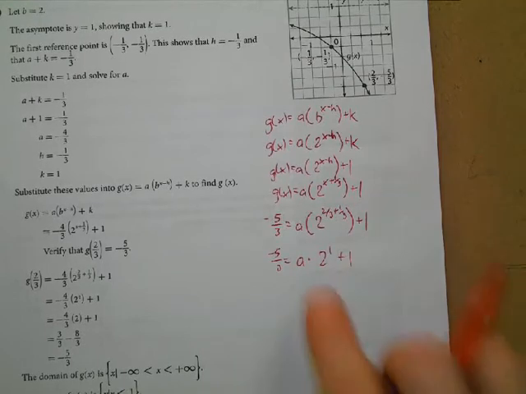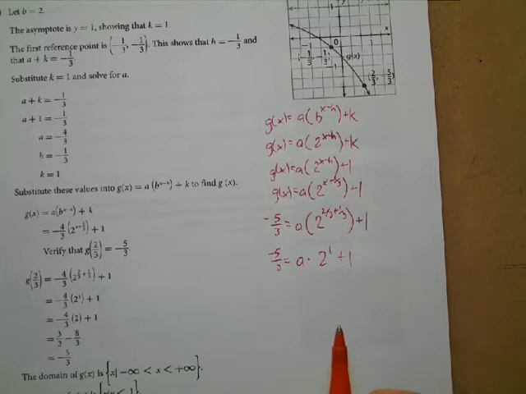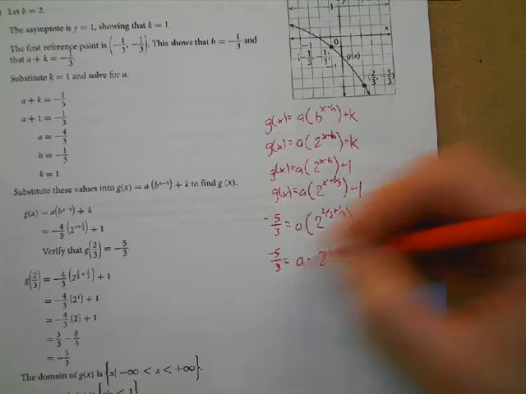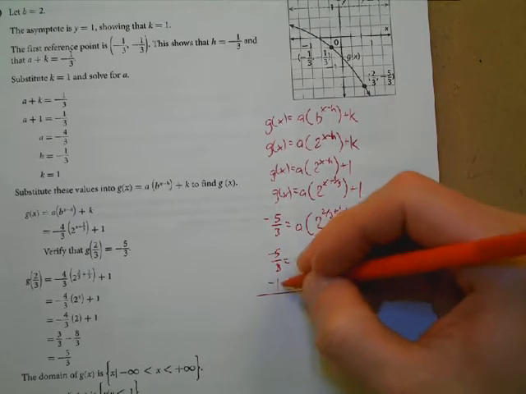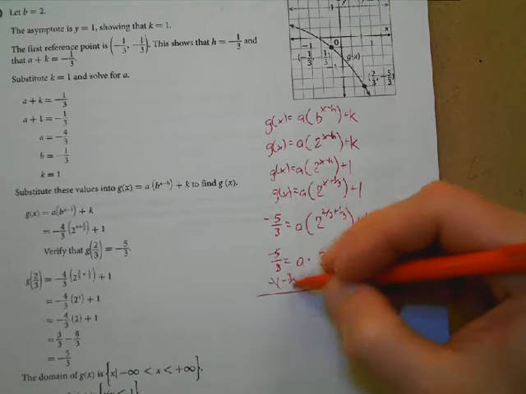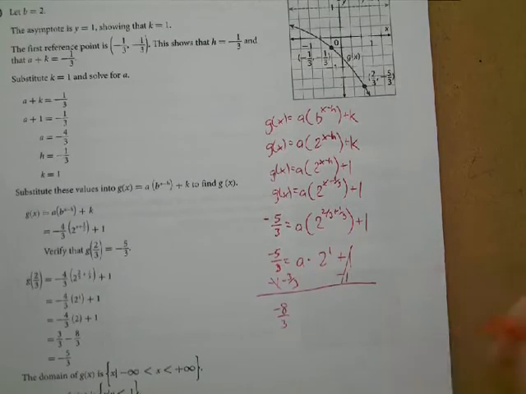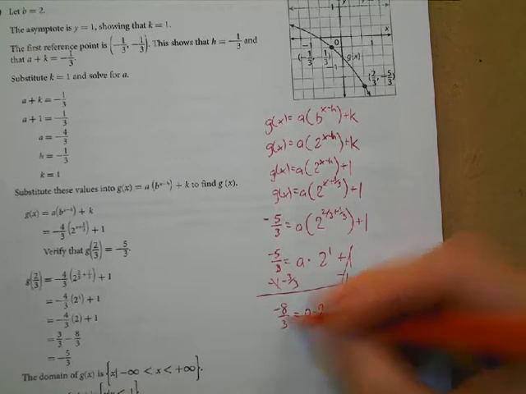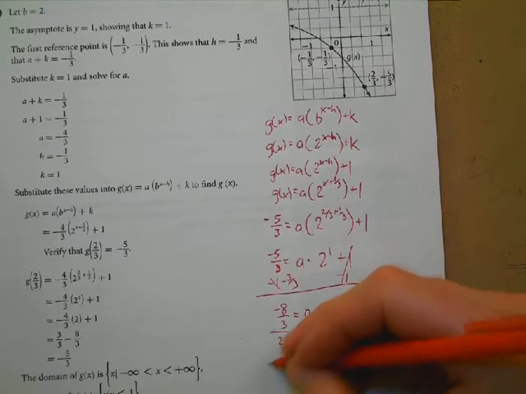But that's equal to a times 2. And then, yep, divide both sides by 2. Dividing by 2 is the same thing as multiplying by 1/2. And so that can simplify to negative 4 over 3. And so we get the equation g of x equals negative 4/3 times 2 to the x plus 1/3 plus 1.